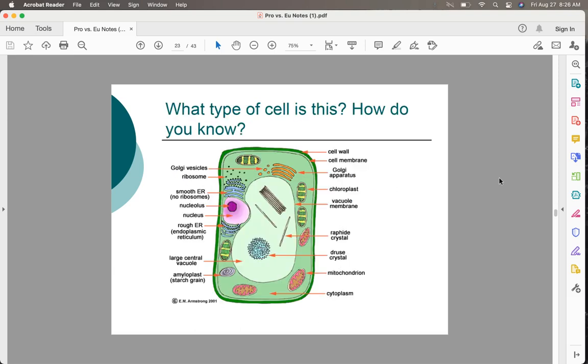What type of cell is this and how do you know? Well, when I look at this, I see the label of cell wall. I see that it's green. I see large central vacuoles, and I see chloroplasts. I know that this is a plant cell.